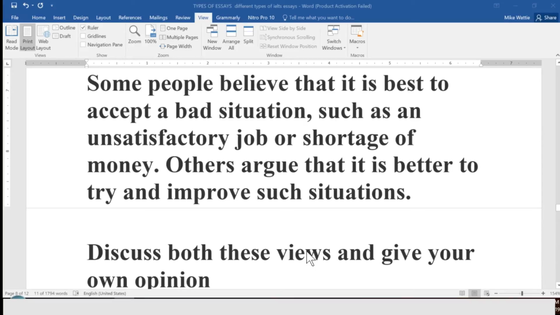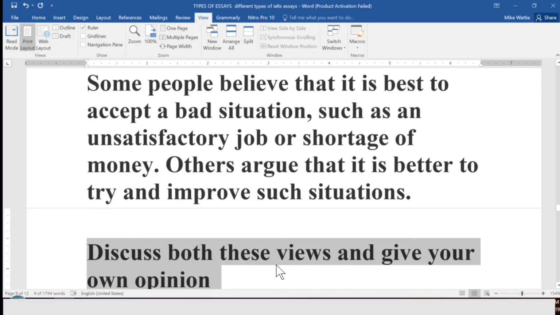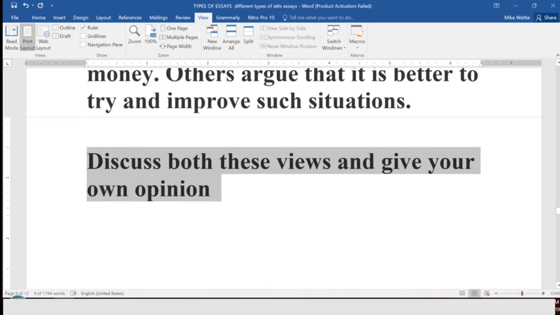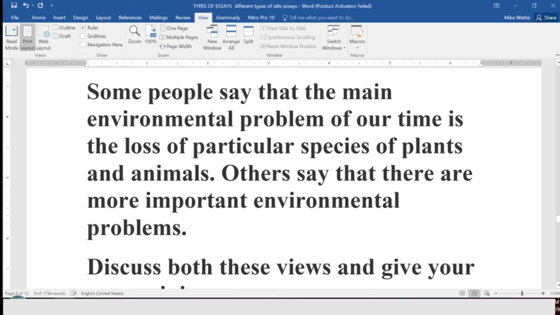Now let's look at the next question. Some people believe that it is best to accept a bad situation, such as an unsatisfactory job or shortage of money. Others argue that it is better to try and improve such situations. Discuss both these views and give your opinion. So what is this one arguing? It's obvious. It's the both sides and opinion essay.